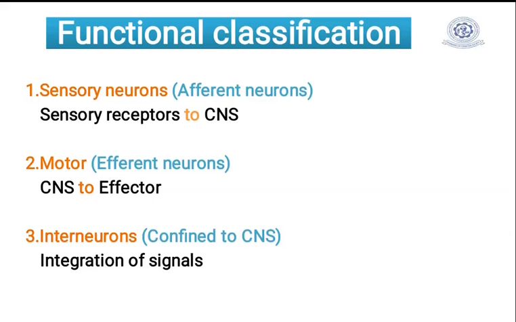And the third type is interneurons. Interneurons are present in between the motor and the sensory neurons. The main function is integration of signals. They are confined to the central nervous system.